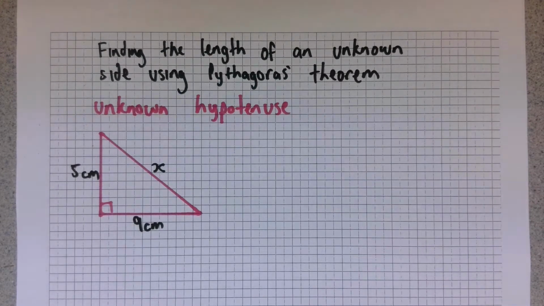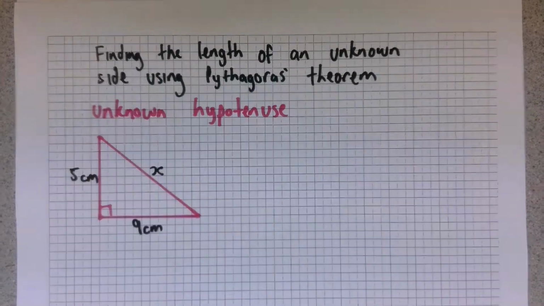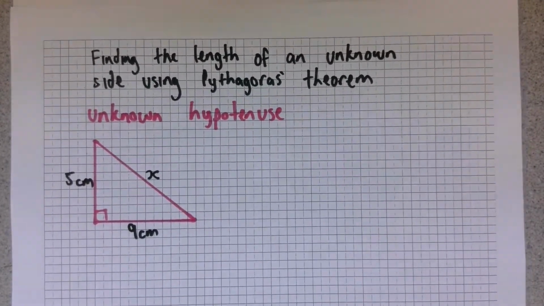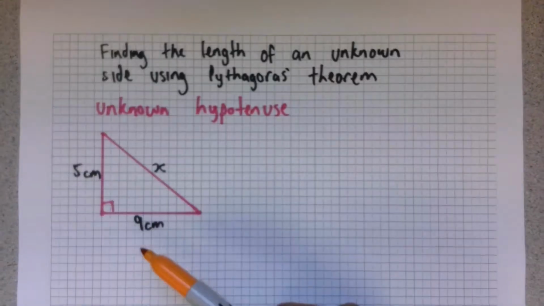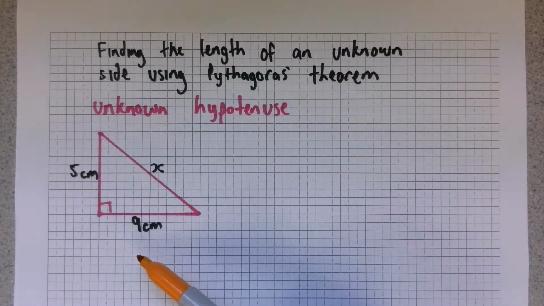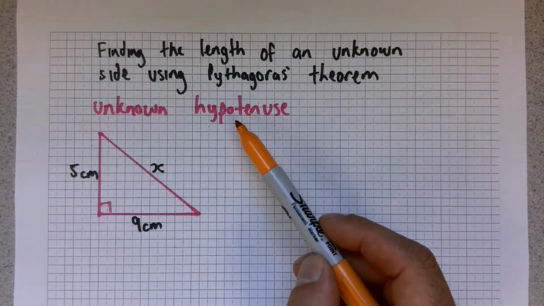Hi everyone, today I'm just going to go through two basic examples of using Pythagoras' theorem to find an unknown side of a right angled triangle. The first example I'm going to show you is finding an unknown hypotenuse.